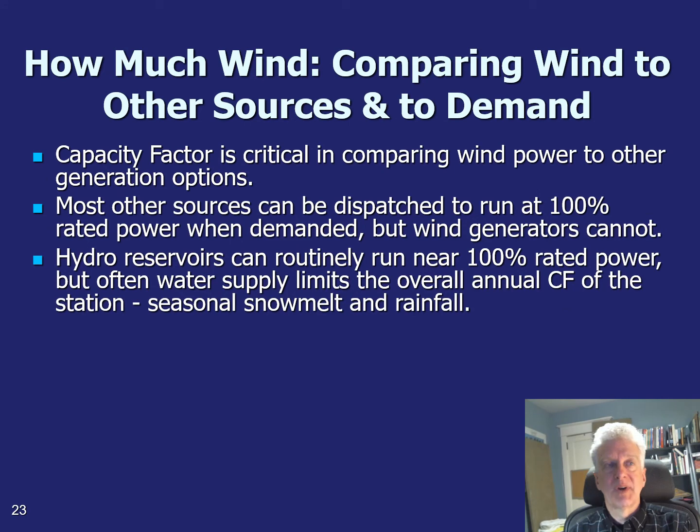So capacity factor is a really critical number to know. You have to have that when you're going to say what contribution wind is going to make to a regional power grid. Other sources that are dispatchable, you can talk about their nameplate capacity, and they're really contributing that amount to the capacity of the grid.